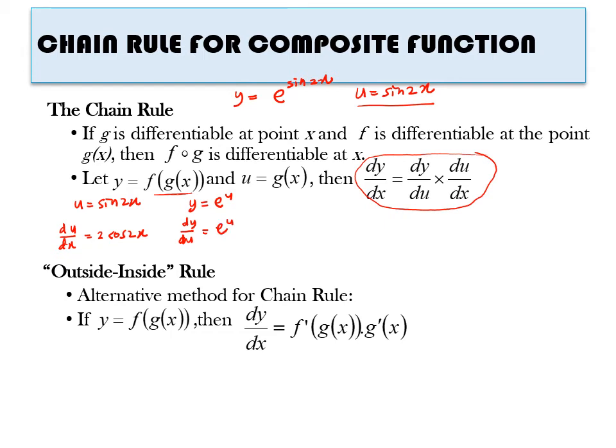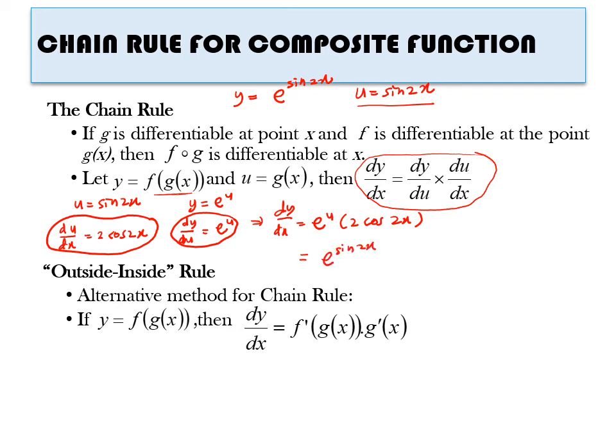So now we use the chain rule. dy over dx is equal to dy over du times du over dx. So the answer is e power u multiplied by 2 cos 2x. Now you cannot leave the answer like this. You need to substitute what u is. So u is sine 2x, and you put 2 cos 2x here. Okay, that's very simple.